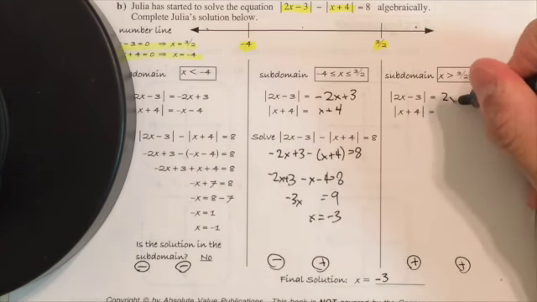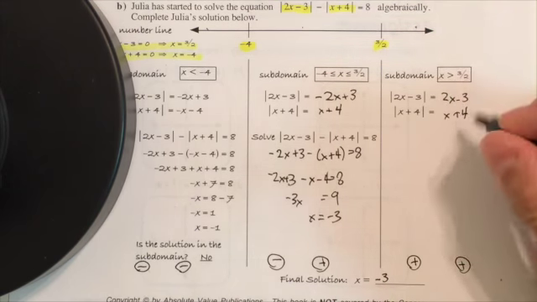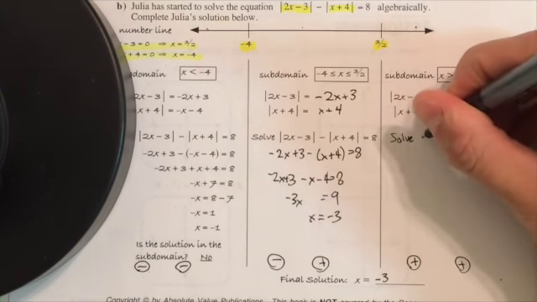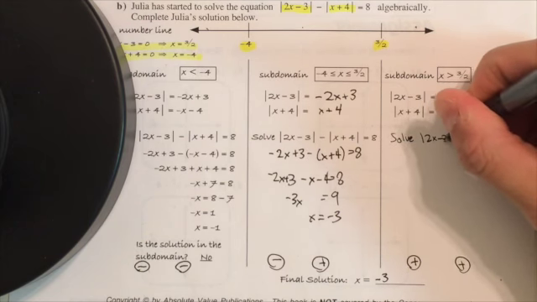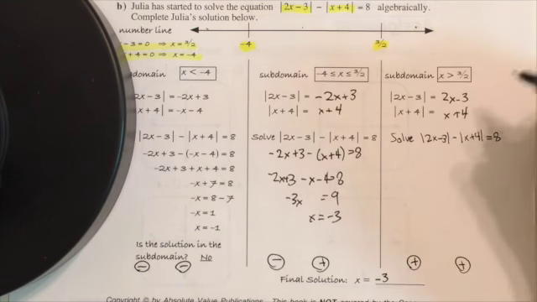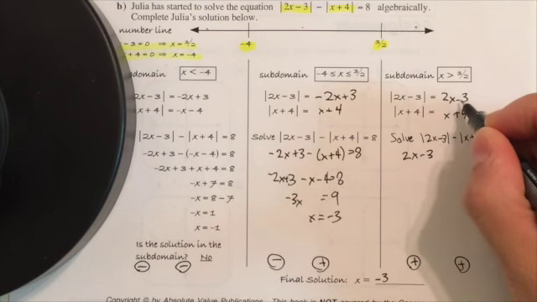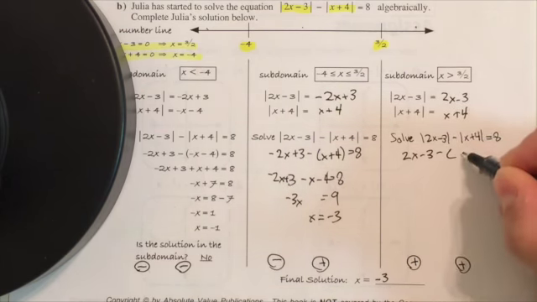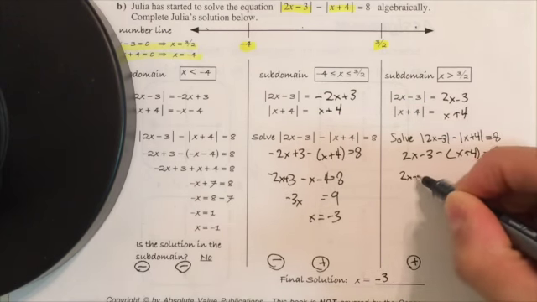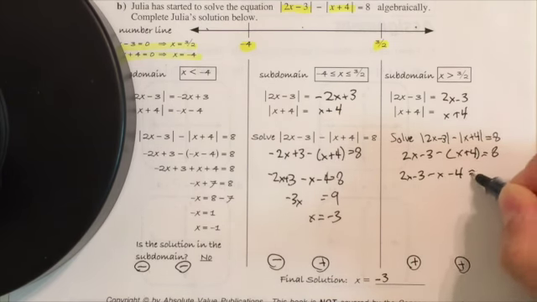So this is going to be 2x minus 3. It's just going to stay the same, and then x plus 4. And when I solve this, I'm going to solve the same thing: absolute value of 2x minus 3 minus the absolute value of x plus 4, and that is equal to 8. So when I solve this, I'm going to have 2x minus 3, because they're both positive in this case, minus x plus 4, and that is equal to 8. 2x minus 3, distribute that negative, negative x minus 4 is equal to 8.